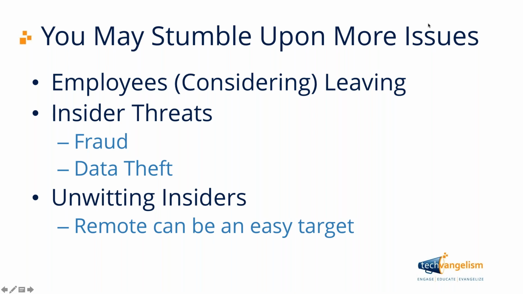Unwitting insiders. This is a huge topic, because this just means typically human beings and our ability to be fooled easily. It doesn't matter how senior you are, doesn't matter how educated you are, doesn't matter whether you're remote or in the company headquarters. Human beings are typically the number one vector for any successful malware campaign, and for most successful intrusions where data theft occurs.